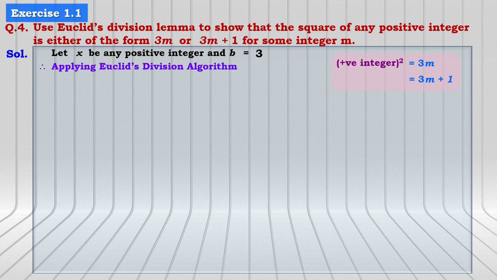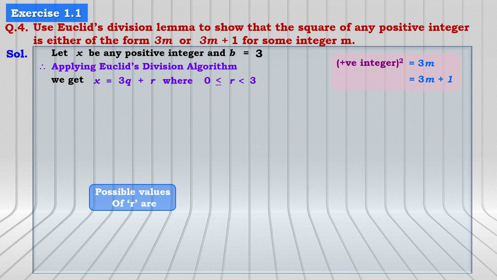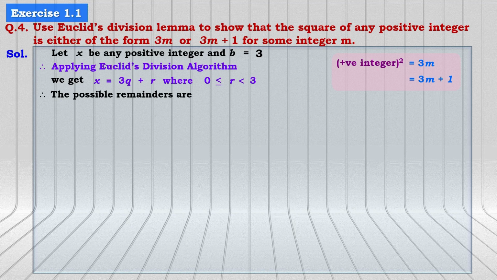So now applying Euclid's division algorithm, a equal to bq plus r, we will get x equal to 3q plus r, where 0 less than or equal to r less than b. So that means the r value will vary from 0 to less than b. So here b is 3. So the possible values of r will be 0 less than or equal to r less than 3. That means the possible values of r will be 0, 1 and 2. So the possible remainders will be here 0, 1 and 2.